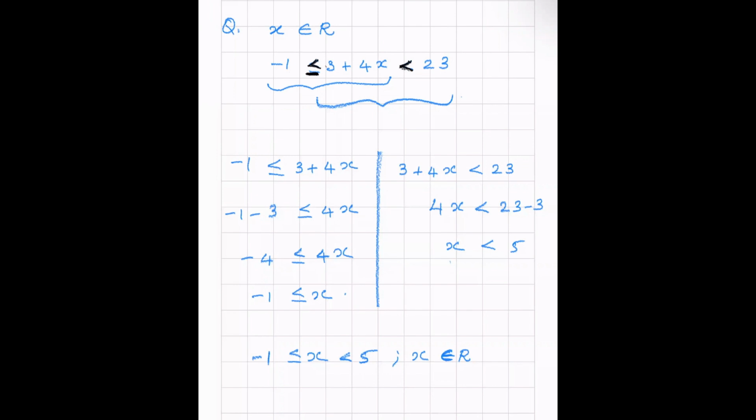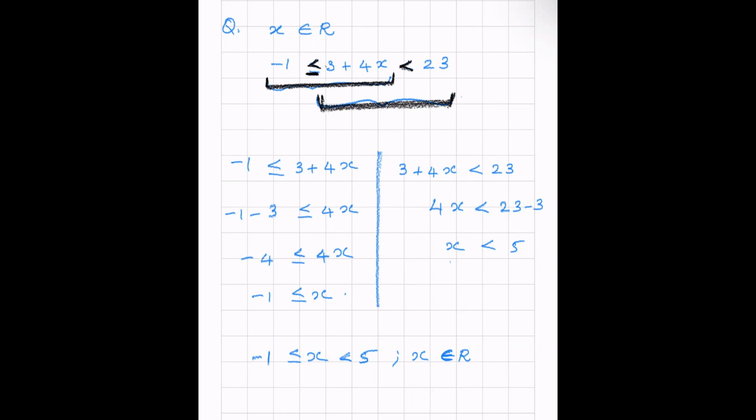So how do you solve it? You take the first inequality like this. This is going to be your first inequality, which I have taken on the left hand side: -1 less than or equal to 3 plus 4x. And you just go ahead and solve it. Then you take the next inequality. Which is the next inequality? That is this side, this one.